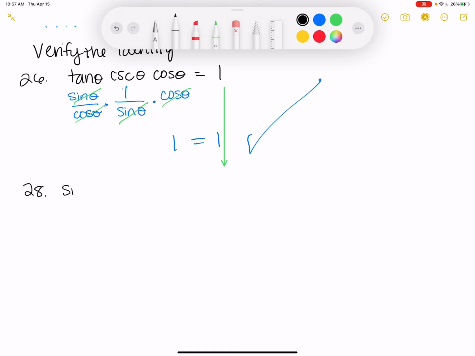Number 28: the sine of pi over 2 minus x times the tangent of x equals the sine of x. Hold up, I have to write it. It takes me a minute to write these. So again, sine of x stays by itself.